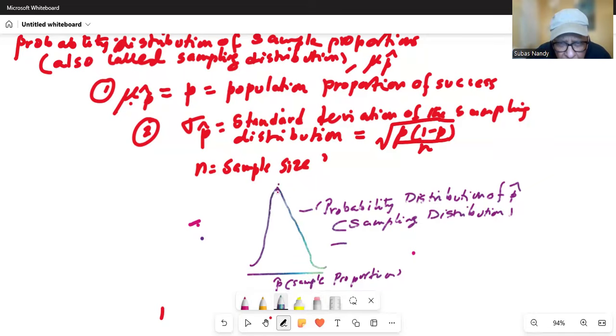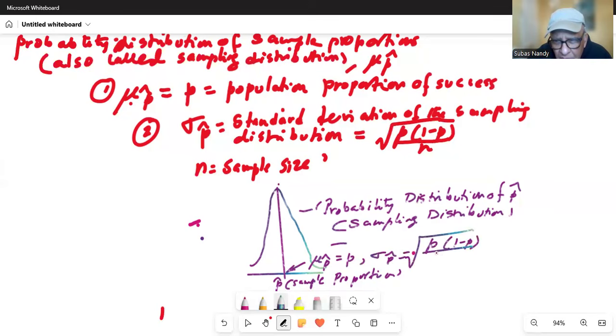So the peak where the relative frequency is highest, this value, according to the central limit theorem, is the mean of the sampling distribution. This is equal to p, and sigma p hat is equal to the square root of p times 1 minus p divided by n. Does it really hold good, these two tenets or these two aspects of the central limit theorem for sample proportion? Let's check it out. Let's think of a situation.